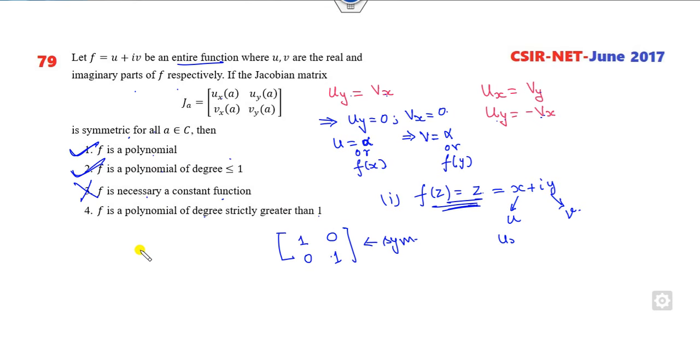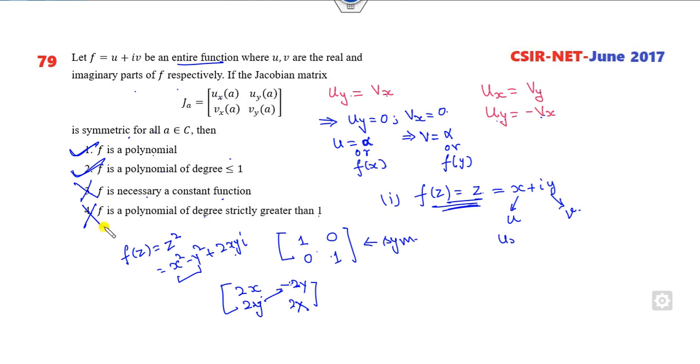Polynomial of degree greater than 1. If I consider this as z square, what is that? This is x square minus y square plus 2xy iota. Is it symmetric? 2x, minus 2y, but here it is 2y. Here you can see they are not symmetric. So it means this option is cancelled out. The right answers are A and B as the correct options.